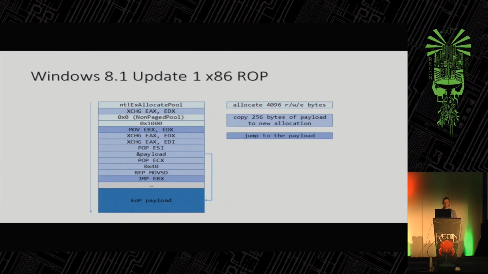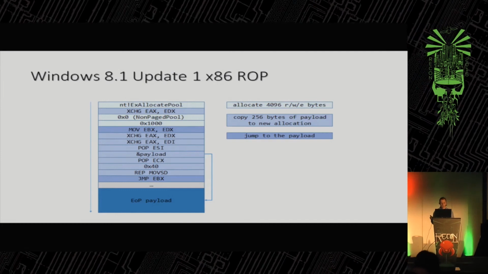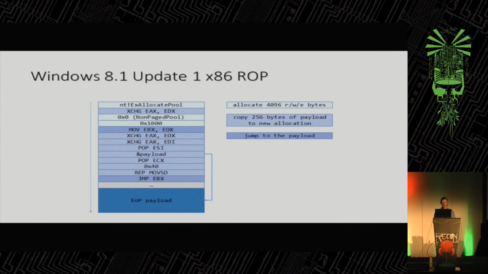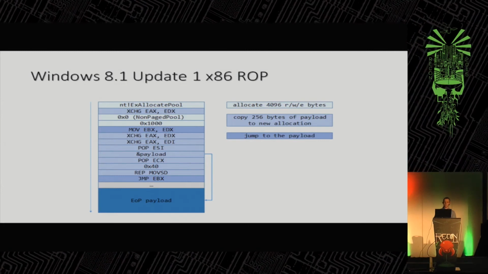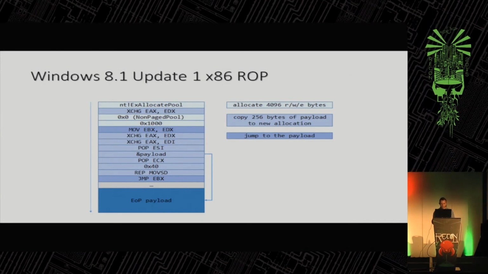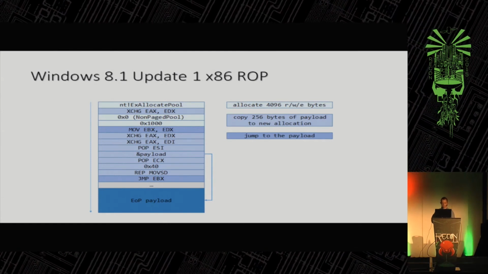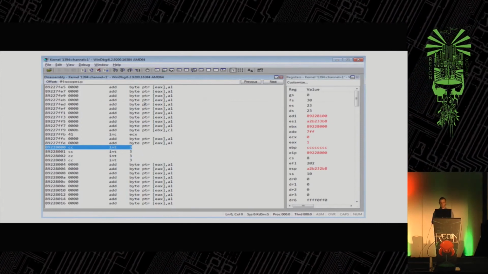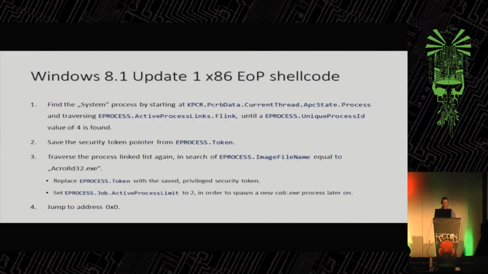So this is how the ATMFD ROP payload looks like. It's also very, very simple. We just allocate some memory, and then we adjust the registers like ESI, EDI, and ECX to point to the right memory regions. We perform a copy operation to copy 128 bytes or maybe some more into the new allocation, and then we just jump into it. And of course, we have to have the EOP payload on the stack as well to be able to copy it to the new allocation. And after we do this, we can see that it works pretty well. We have the kernel mode execution in ATMFD.